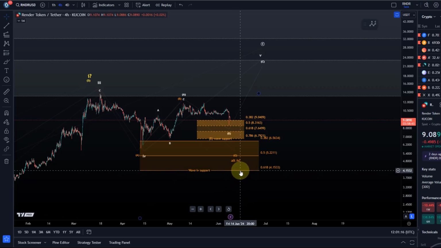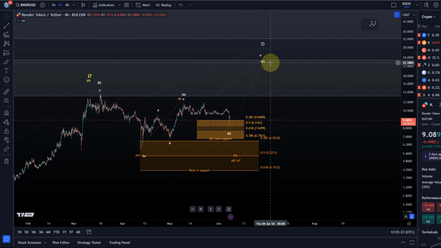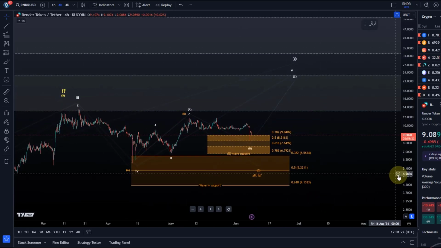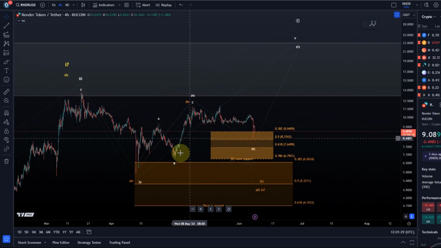Below $4.15, I would have to assume that something more bearish is playing out, and we might not get that one more high that I'm actually looking for into the $20 region. But for now, in the white count, I was also looking for a pullback as per previous updates.